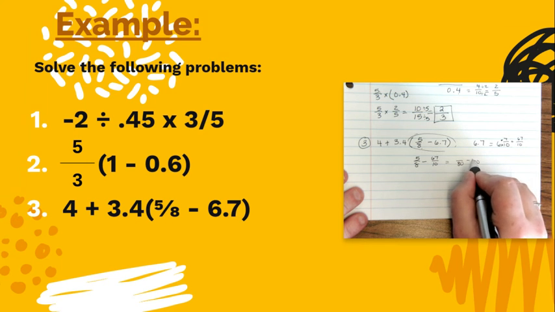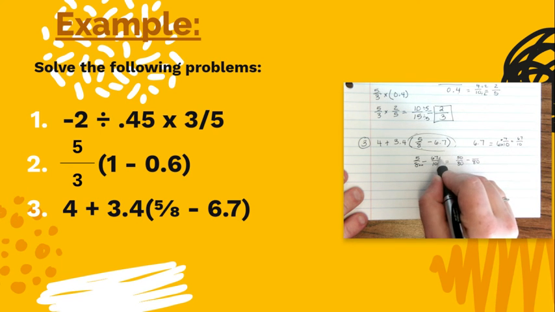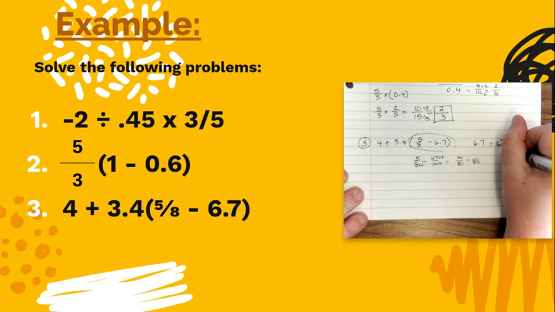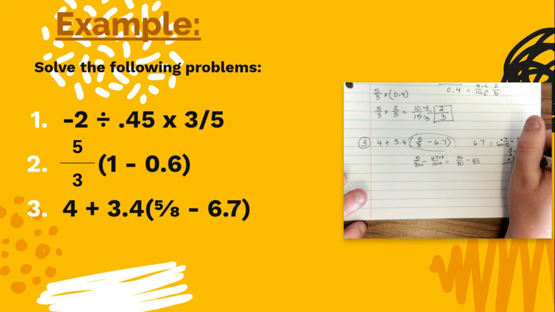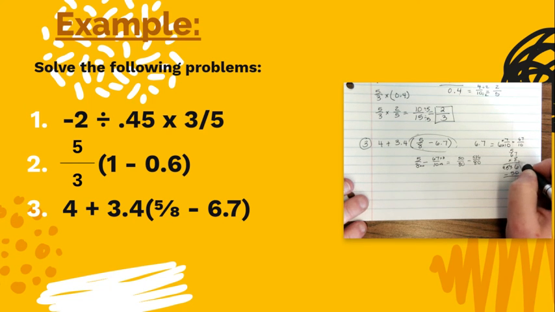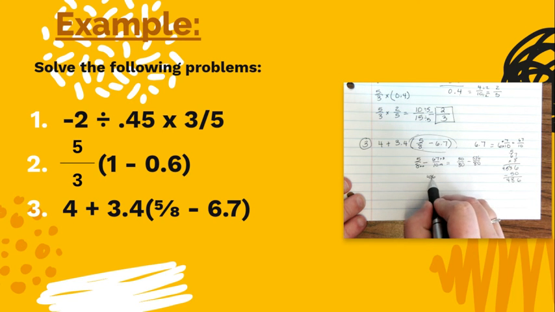minus 80. Okay, 8 times 10 was 80, so 5 times 10 is 50. 10 times 8, 67 times 8. 7 times 8 is 56. 8 times 6 is 48, 49, 50, 51, 52, 53. Okay, and then I can subtract 50 minus 536. That's a 6. That's an 8. And that's a 4. So we're left with 486 over 80. Okay.